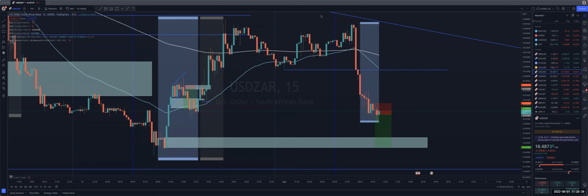What we're expecting is price to get into this order block here. If you check to your left-hand side, there is an order block from Friday's price right here. So we're expecting a possible drop into here before price possibly makes its way here.